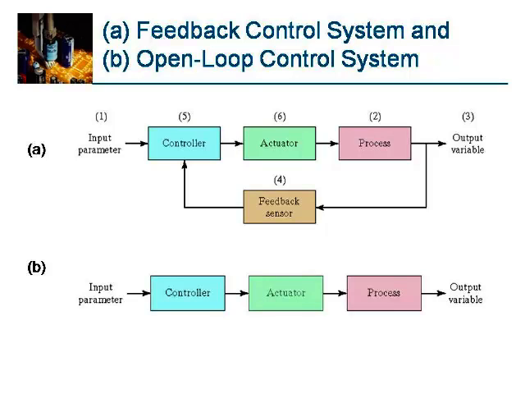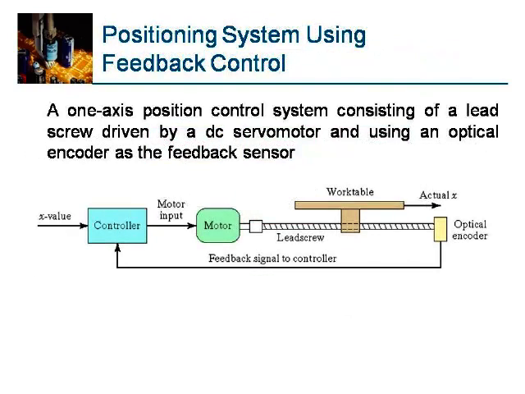A system in which the output variable is compared with an input parameter, and any difference between the two is used to drive the output into agreement with the input. Open loop control system operates without the feedback loop, which is simpler and less expensive, with a risk that the actuator will not have the intended effect. See, this is the figure for that.